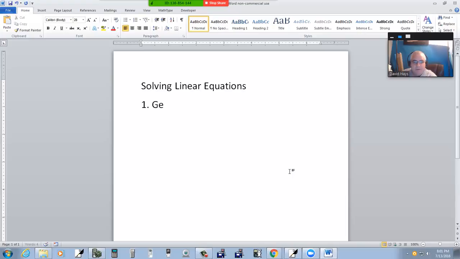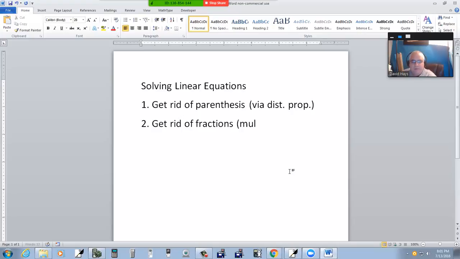Our first step is to get rid of parentheses. And we do this via the distributive property. Our second step is to get rid of fractions. And we multiply by the LCM of all the denominators.